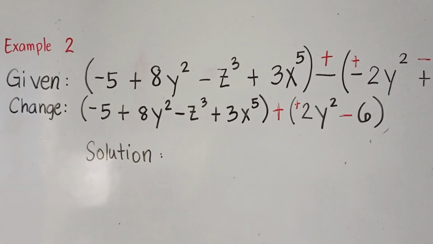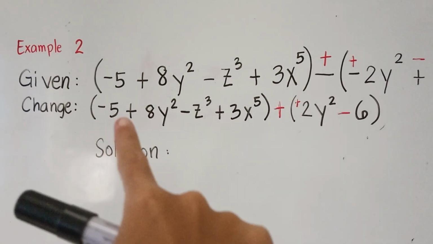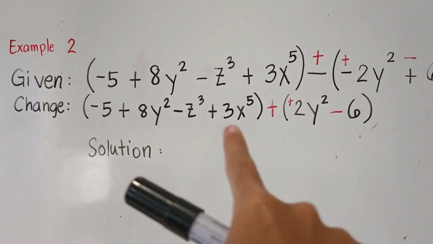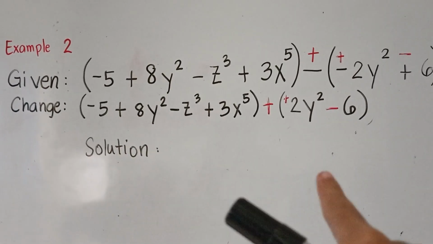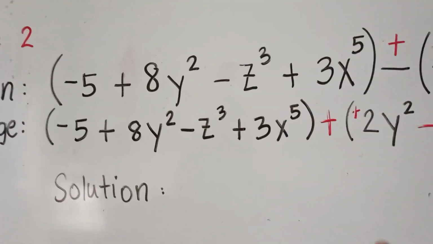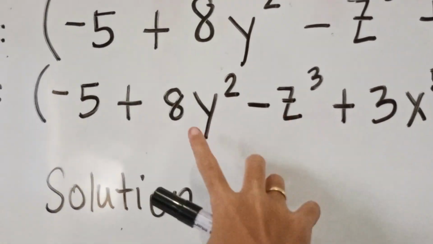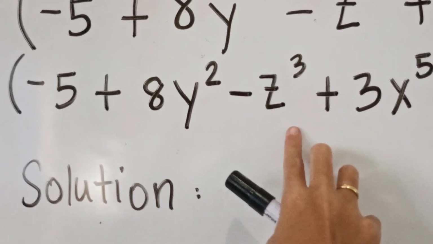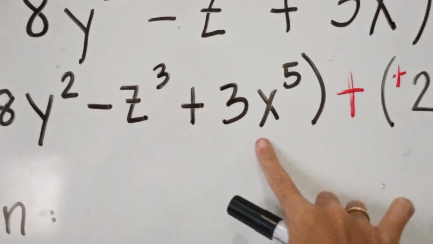So first is we need to copy the minuend, but we need to properly check if it is already in alphabetical order. However, our given is not yet in alphabetical order, so we need to arrange them. First, we need to copy the x, then the y, then the z, and the constant, the number that stands alone, will be written at the last.